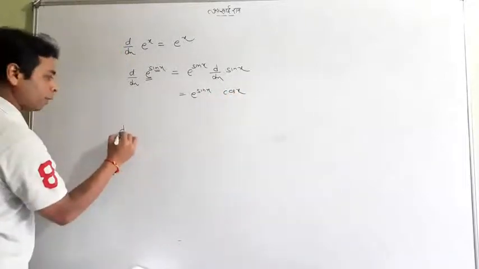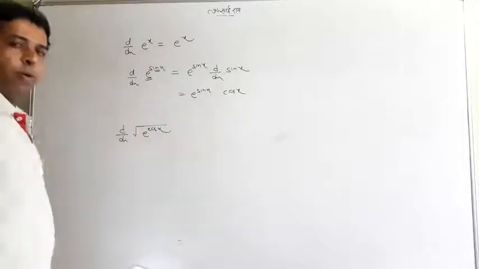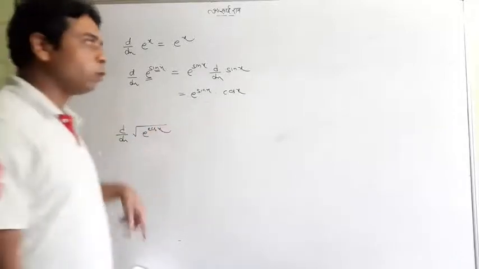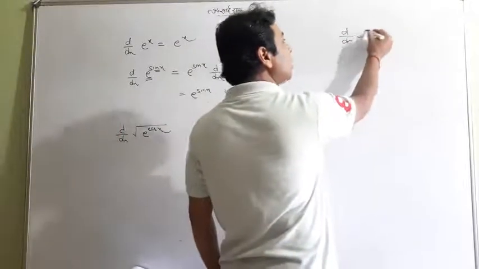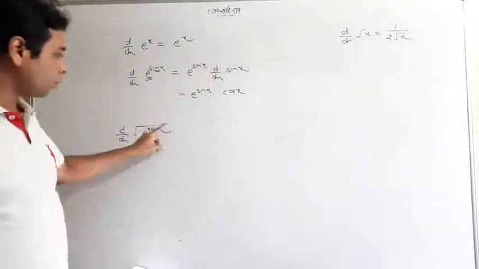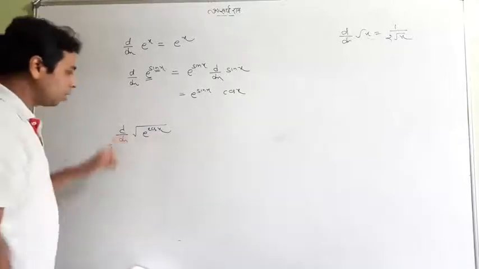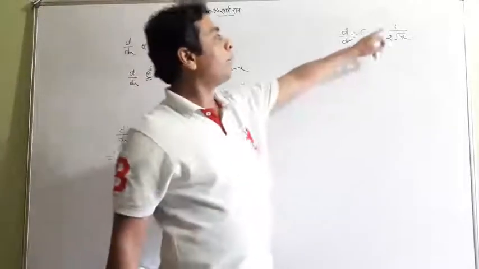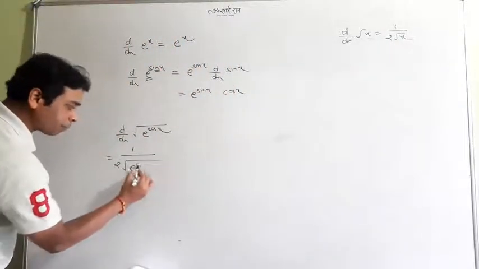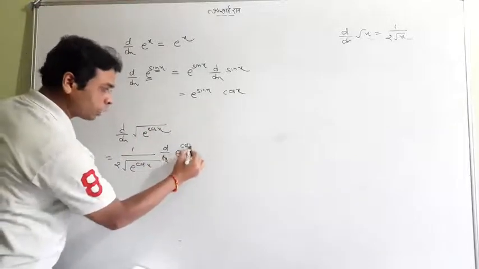Okay, one more question I want to raise here. d by dx of e to the power, suppose, root cos x. What do you think? How many functions are appearing? Three functions. First is the under root function. You remember that d by dx of under root x is 1 by 2 root x. So here the first function is root function, second is e function, third is cos function. So do by the same method. First root function: 1 by 2 into the same, whatever it is, same. And then do again differentiation of e to the power cos x. That's simple.